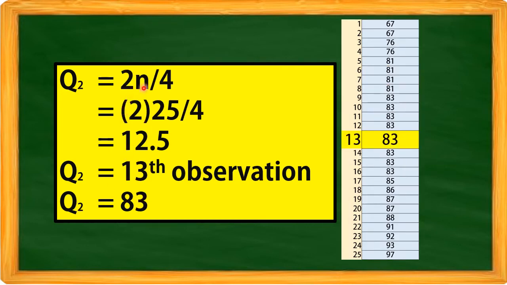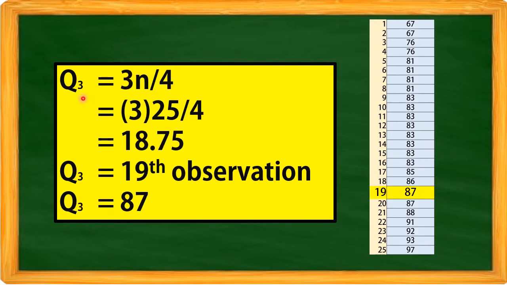Let's proceed with quartile 2. The formula for getting quartile 2 is equal to 2n divided by 4. So, 2 multiplied by 25, which is the sample size, divided by 4 is equal to 12.5. And 12.5, we round off, it becomes 13 since 5 follows. And the quartile 2 is the 13th observation. Looking at the arrangement of scores, the 13th is 83. Therefore, the second quartile is equal to 83.